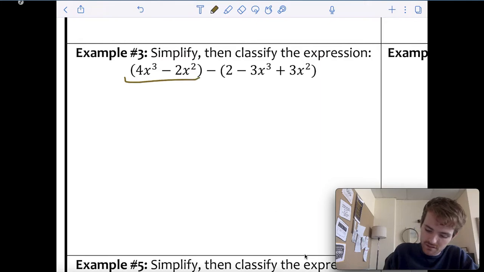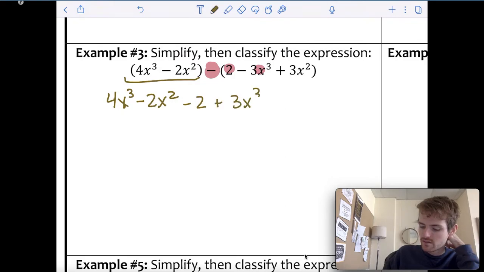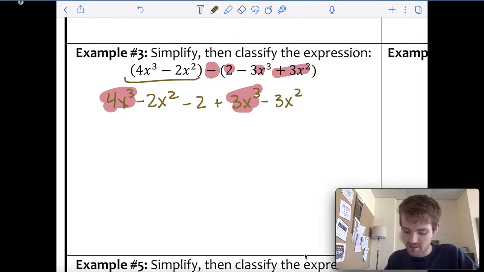The first piece we can just rewrite. The second piece we need to distribute that negative. So positive 2 becomes a minus. Negative 3 becomes a positive. This positive becomes a negative. Now we look to combine like terms. Here I see a degree of 3, so let's combine those. A 4 plus 3 will give me 7x cubed.